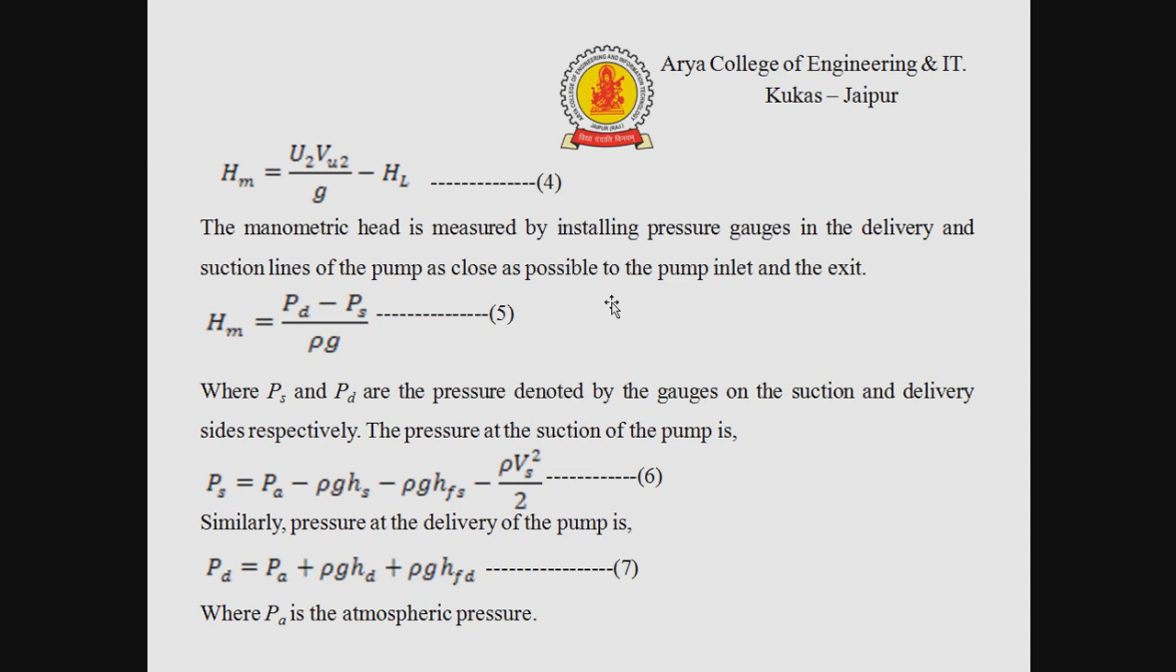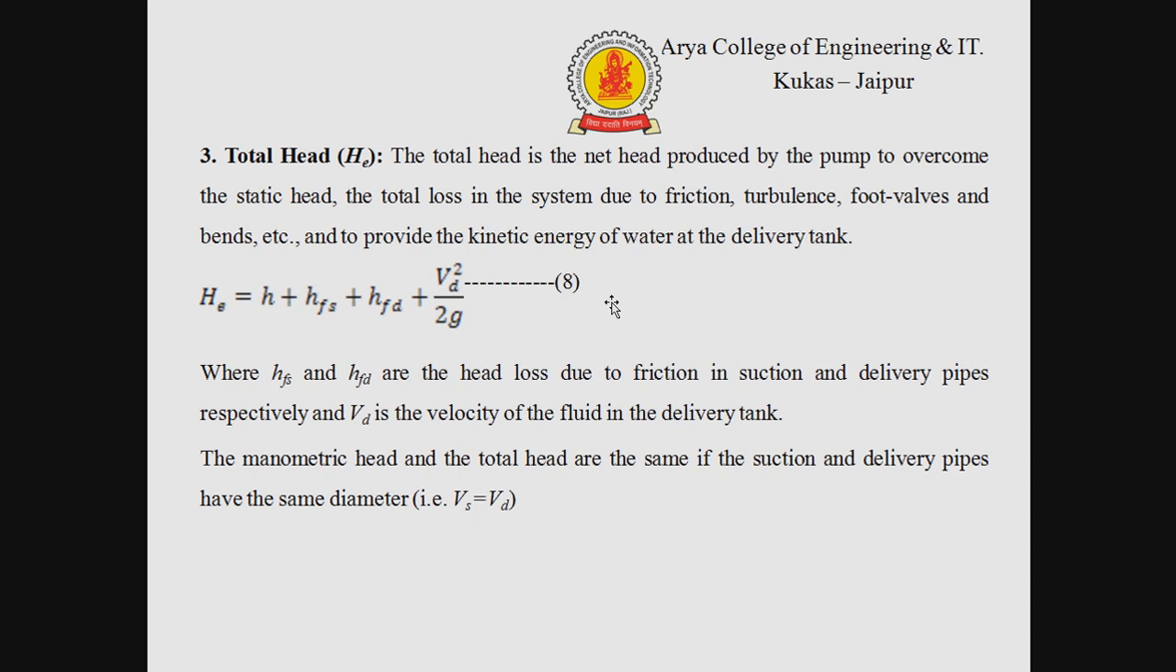The pressure at the suction of the pump is shown by equation 6. Similarly, the pressure at the delivery of the pump is shown by equation 7, where Pa is the atmospheric pressure. Now the third is the total head. The total head is the net head produced by the pump to overcome the static head, the total loss in the system due to friction, turbulence, foot valves and bends, etc., and to provide the kinetic energy of water at the delivery tank.